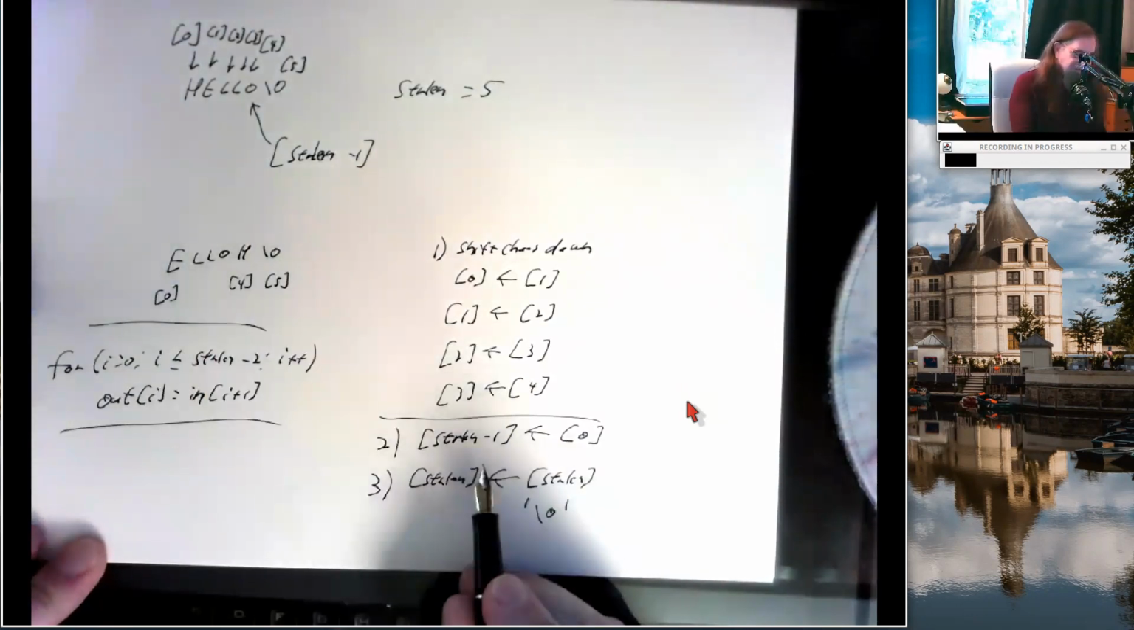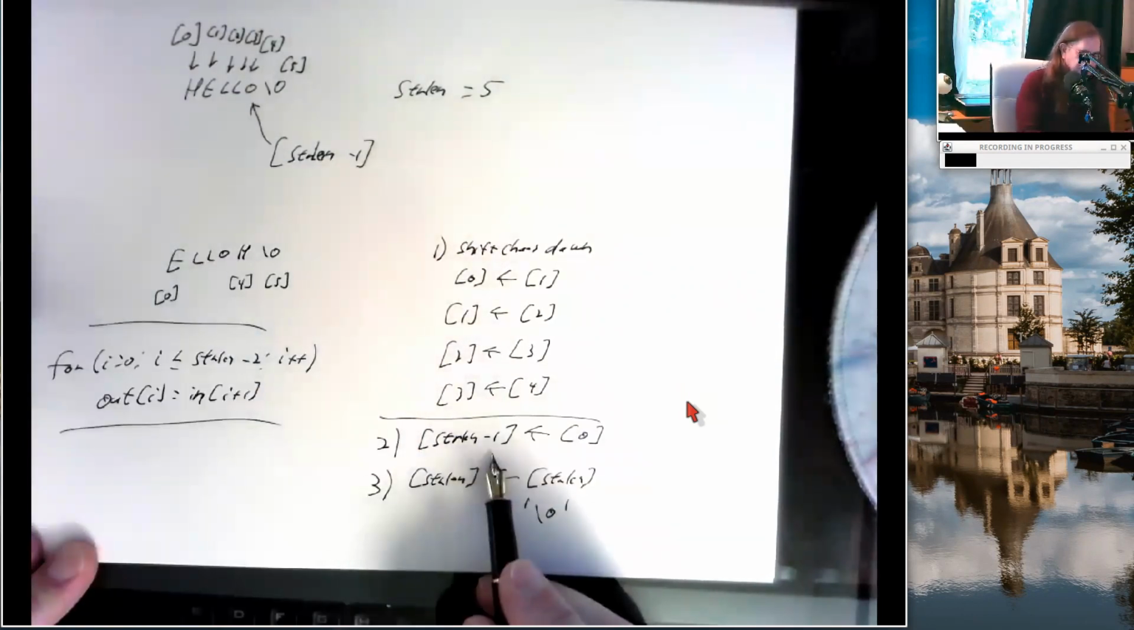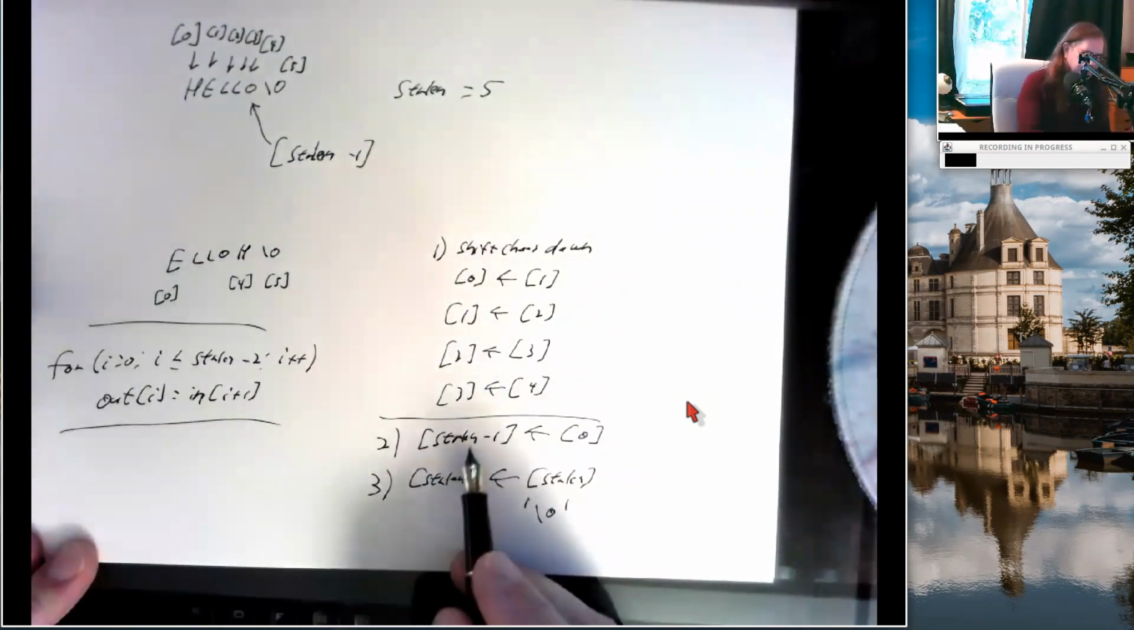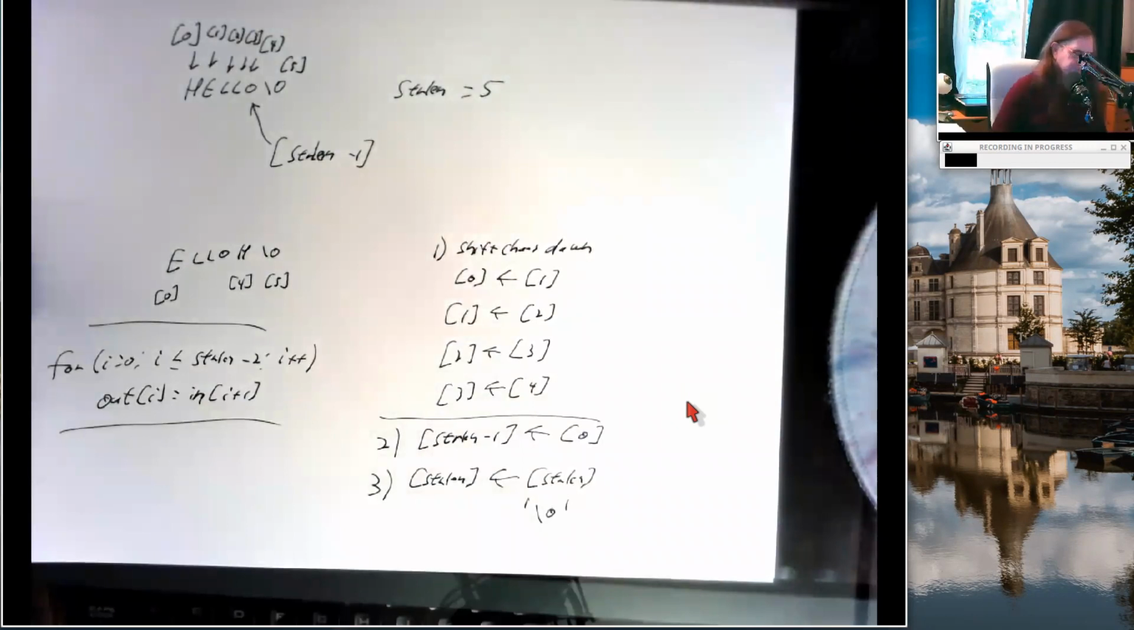And then in the second part, we want to copy from input character 0 into, in this case, position 4, so string length minus 1. And then we want to set the null terminator. And that works great in the general case, but we've got to think about edge cases also.